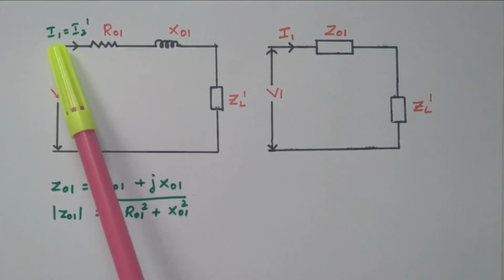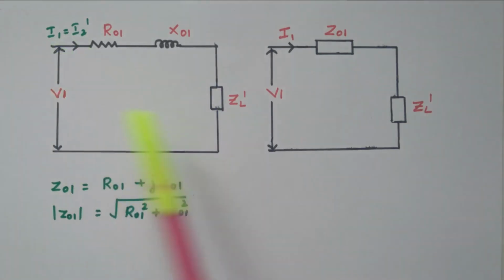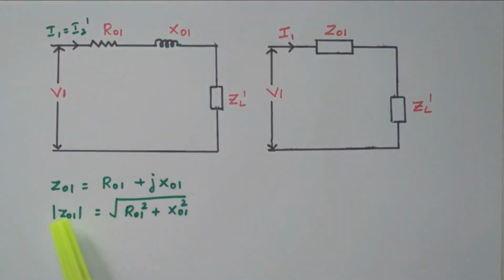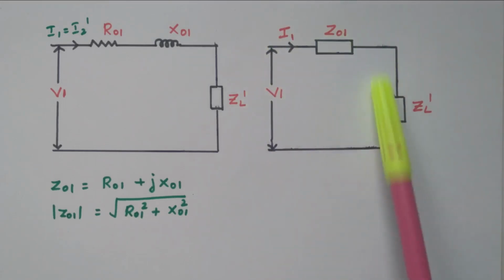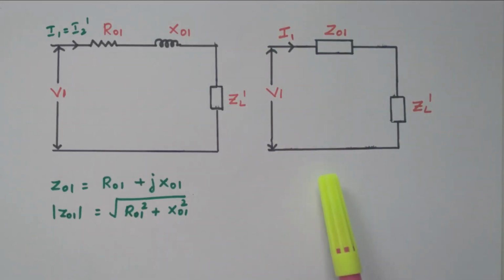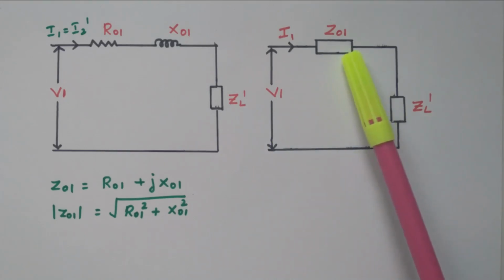This current also, I1 equal to I2 dash. This V1 and ZL dash. This R01, X01, this resistance and reactance is nothing but impedance Z01, or modulus of Z01 equal to square root of R01 square plus X01 square. So finally we have a very simplified equivalent circuit. Applied voltage V1, then load impedance ZL dash, then Z01, the total impedance of the transformer referred to primary or secondary.